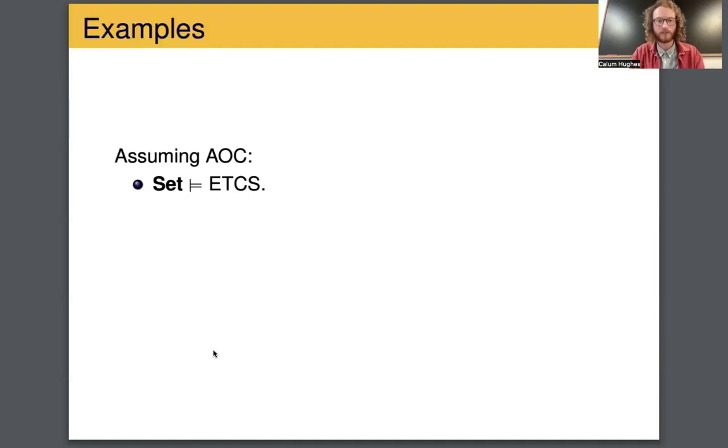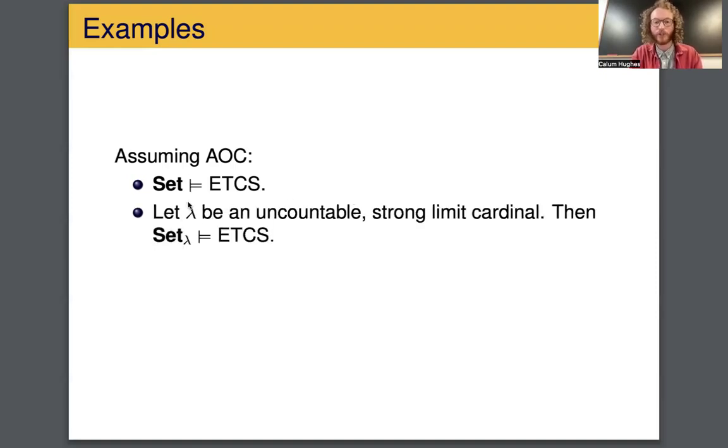So, to give some examples, if we assume the axiom of choice, then the category of sets does model the elementary theory of the category of sets. That's good, it should do this. But more formally, if we choose lambda to be some uncountable strong limit cardinal, then if we form the category of sets with cardinality less than this lambda, then this is a model of the elementary theory of the category of sets. Formally, this is how we define the category Set. We normally choose some inaccessible cardinal and define what a set is relative to this.